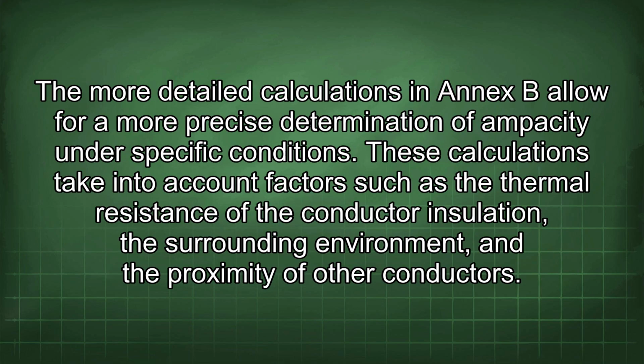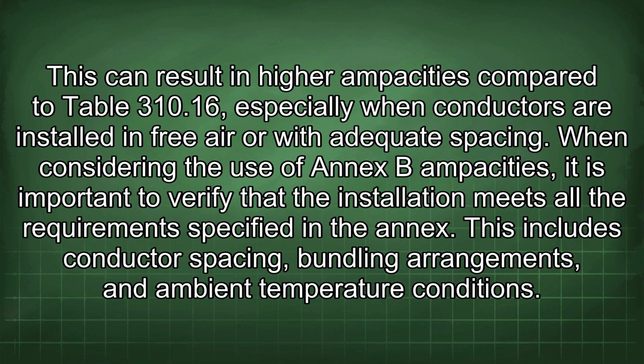The more detailed calculations in Annex B allow for a more precise determination of ampacity under specific conditions. These calculations take into account factors such as the thermal resistance of the conductor insulation, the surrounding environment, and the proximity of other conductors. This can result in higher ampacities compared to Table 310.16, especially when conductors are installed in free air or with adequate spacing.